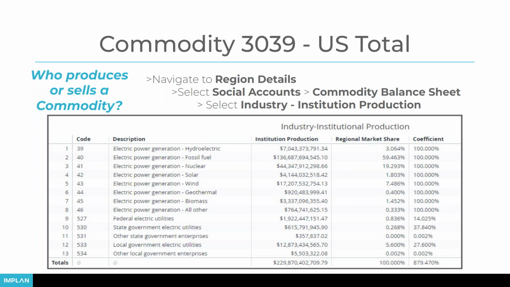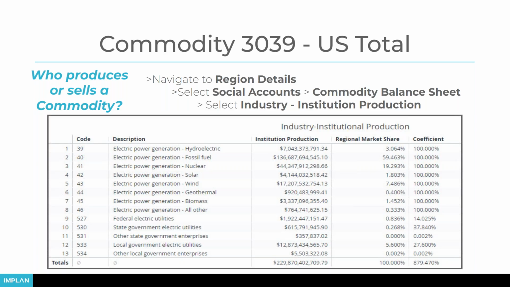So just looking at these individual commodities, again, we know that commodities are produced by more than one industry, and commodity 3039 is produced by multiple industries, 13 total. This table is actually found in the region details part of your screen. If you go into the commodity balance sheet and select industry, institution, production, you can see for any commodity who produces or sells it in your region.